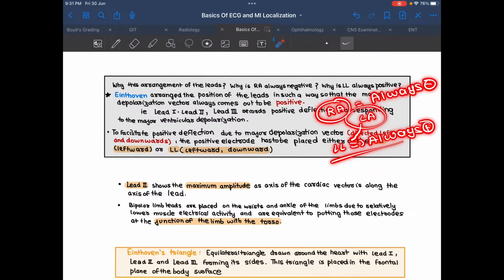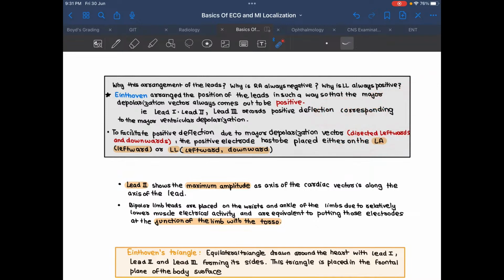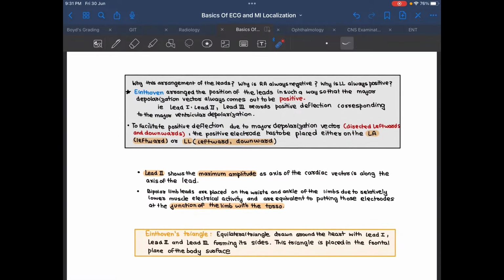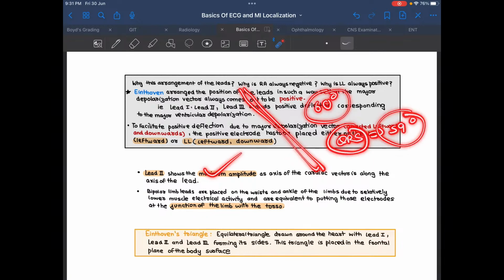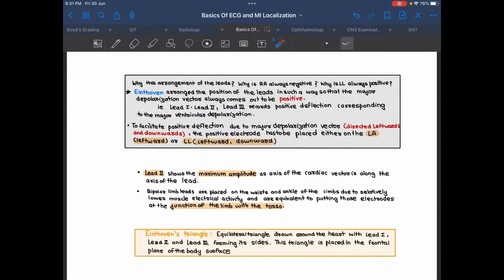Okay? If it is in relation to the left leg, it's going to be negative, and if it is in relation to the right arm, it's going to be positive. Okay? So let's just see that. Lead 2, guys, is going to have the maximum amplitude. Why is that? Because my major ventricular depolarization vector, if we take the QRS mean, which in physiology books comes out to be 59 degrees. And the axis of my lead 2 is 60 degrees. And that is the reason why lead 2 will show the maximum amplitude. Okay? And now we're going to move on to something known as Einthoven's triangle.